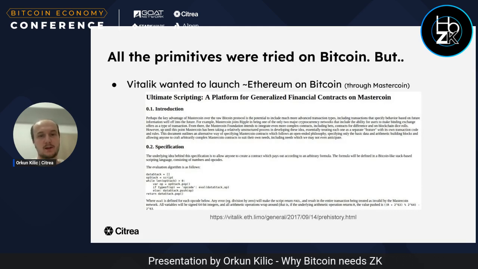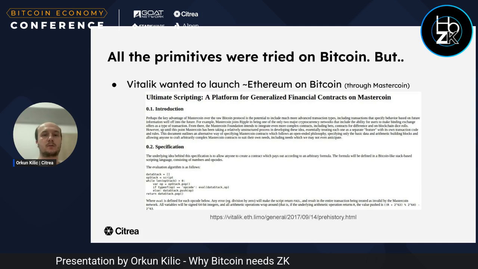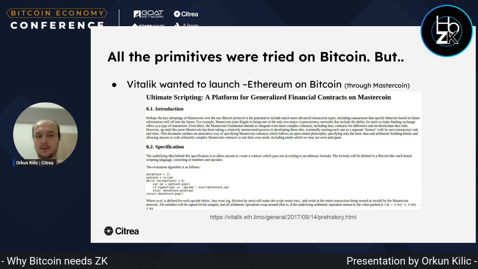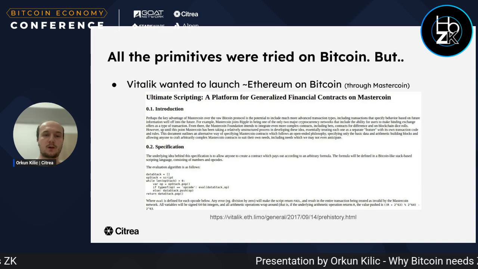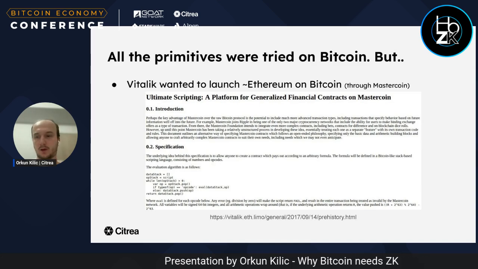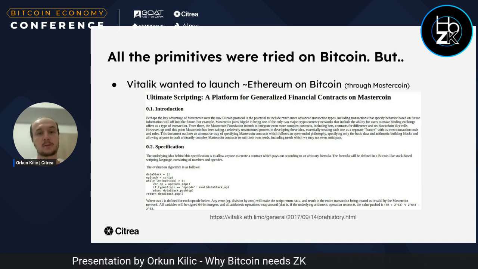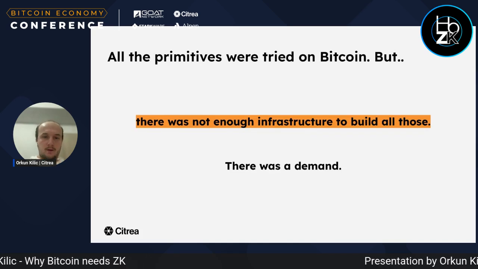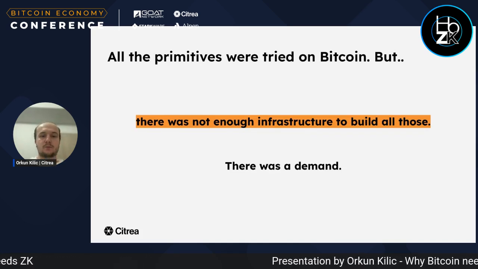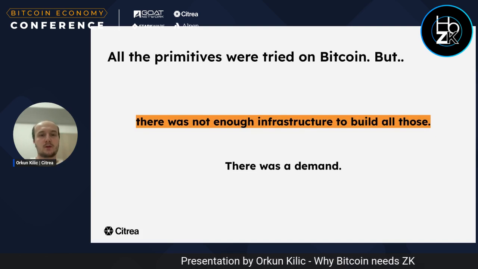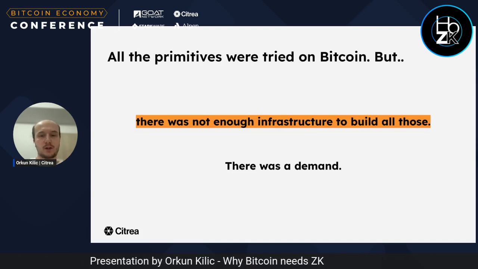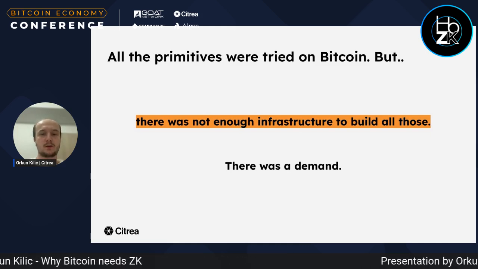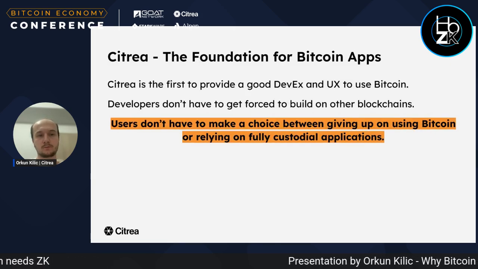A very similar case with Vitalik as well. He wanted to launch Ethereum on Bitcoin. It was almost an Ethereum, I would say. It was a scripting language, not actually the EVM, but he wanted to launch this idea first on Bitcoin through an old layer back then called Mastercoin, but he couldn't do it either. And the lesson here is that all of these primitives were tried on Bitcoin, but there was not enough infrastructure to build all of these. But clearly, there was a demand to build all of this stuff on Bitcoin.